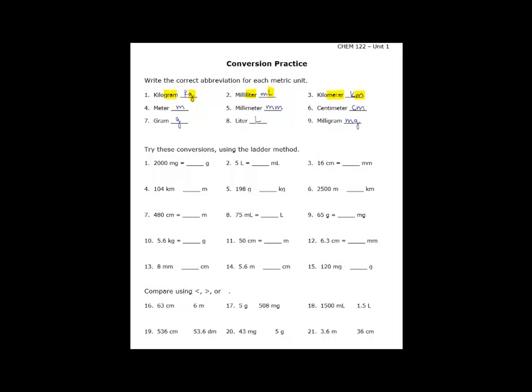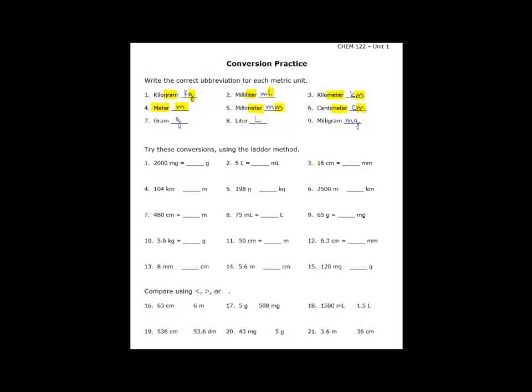So, sometimes students get confused and they see the lowercase m and they think, oh, that's milli. But you're never going to see a prefix without a basic unit. So, when you just see m alone, it means meters. So I'll highlight this since this is the base unit. All right, number 5 is millimeter, lowercase m, lowercase m. The base unit is meter. Number 6, lowercase c, lowercase m. Base unit is meter.